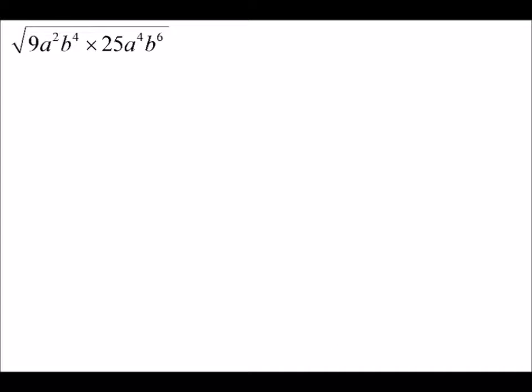Let's look at this example. Remember that if I have a multiplication sign, I can split my square root. And in this case, I'm going to split the square root because I don't want to multiply 9 by 25. It's going to be easier for me to work it out separately. So we're going to say 9a squared b to the 4. I'm going to square root that. Then I'm going to multiply it by the square root of 25 a to the 4 b to the 6.